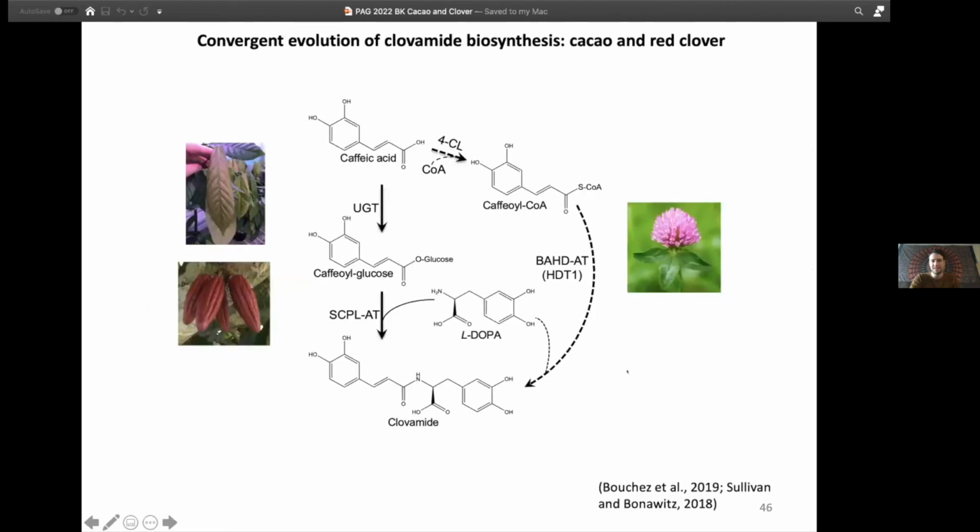So there it is. This is the pathway as we know it right now, but there are some details that we still need to work out. But yes, there's an example of convergent evolution in polyphenolic compound biosynthesis between cacao and clover.